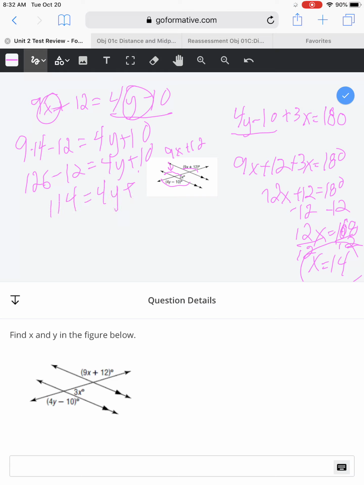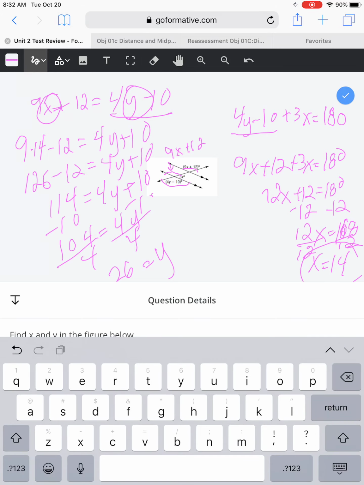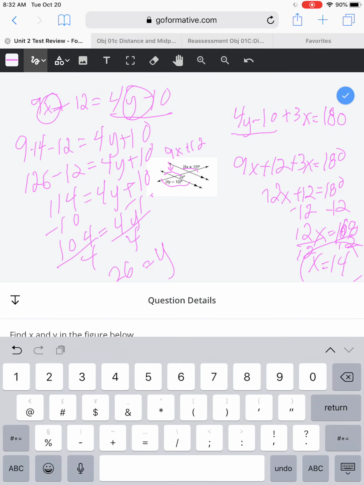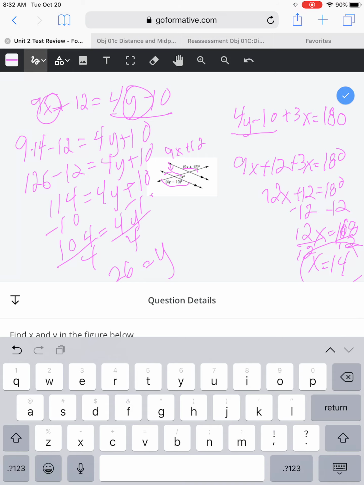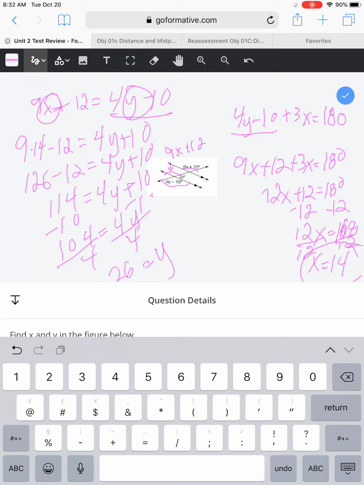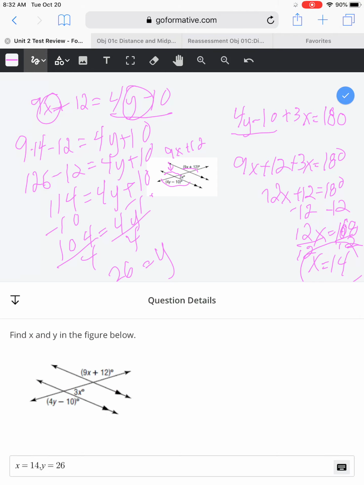114 equals 4y plus 10. 104 equals 4y. So y is equal to 26. So x is equal to 14. Y is equal to 26.